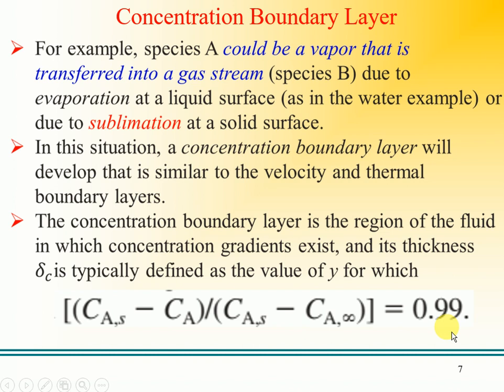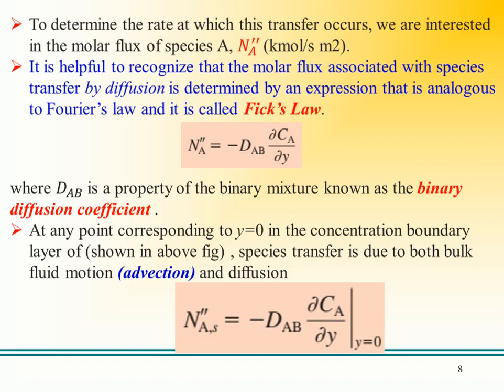I again repeat, CAS minus CA is a gradient which exists at any point, and CAS minus C infinity is the total gradient. When this ratio becomes 0.99, then at that point, the thickness in the y direction of the concentration boundary layer becomes delta C. This is the thickness of the concentration boundary layer. Above this, the difference is not very significant.